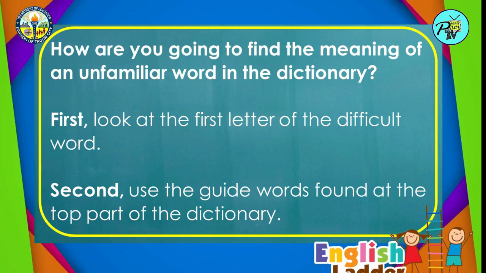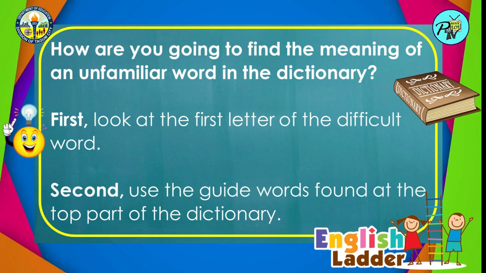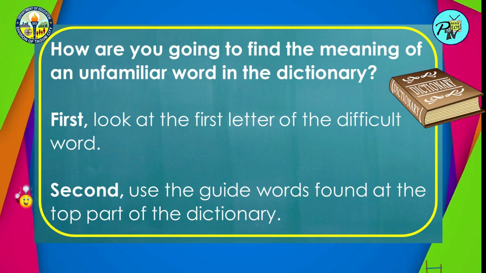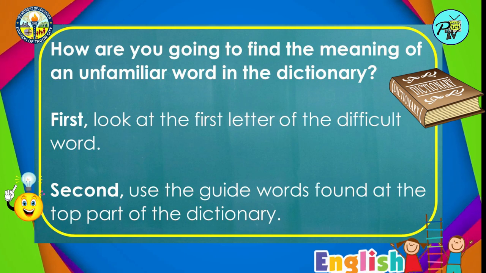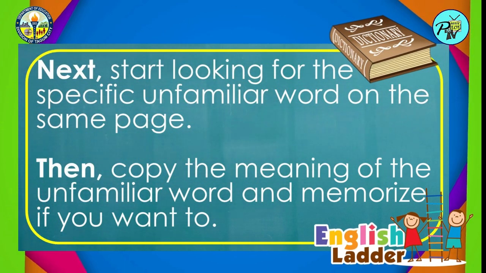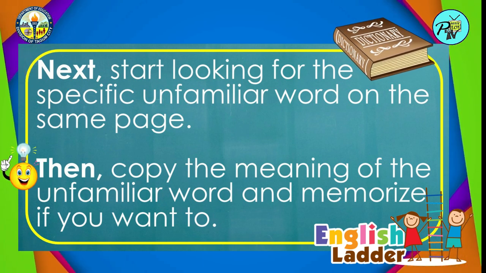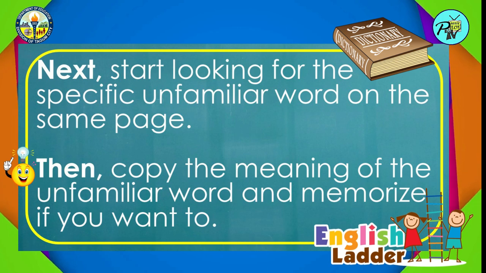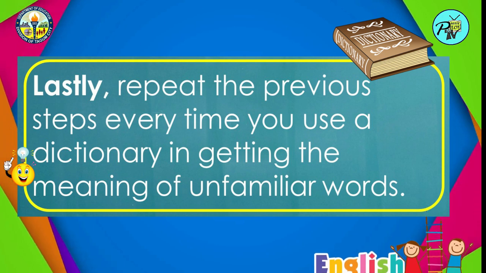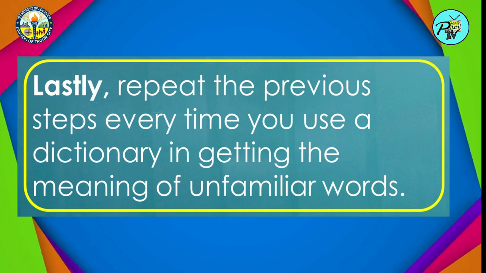How are you going to find the meaning of an unfamiliar word in the dictionary? First, look at the first letter of the difficult word. Second, use the guide words found at the top part of the dictionary. Next, start looking for the specific unfamiliar word on the same page. Then, copy the meaning of the unfamiliar word and memorize it if you want to. Lastly, repeat the previous steps every time you use a dictionary in getting the meaning of unfamiliar words.